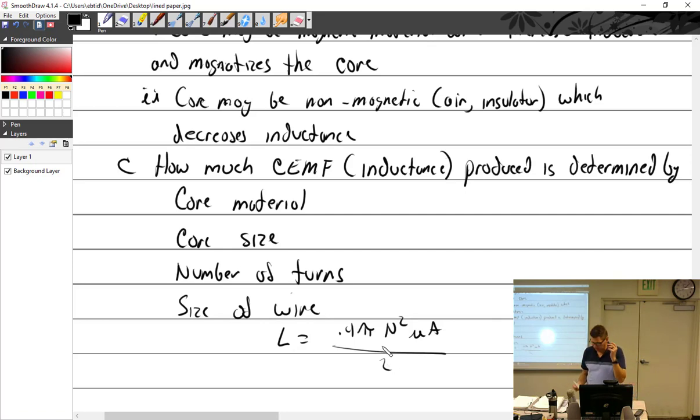Core permeability. Permeability is defined as the measure of ease with which a magnetic flux can penetrate material. We'll talk about that next class. A is cross section, and l is the length of the core. A shorter core, more inductance. Thicker core, more inductance. More permeability, more inductance.